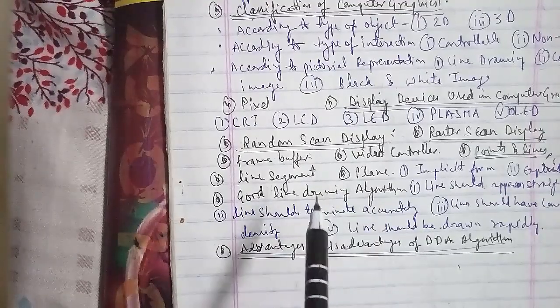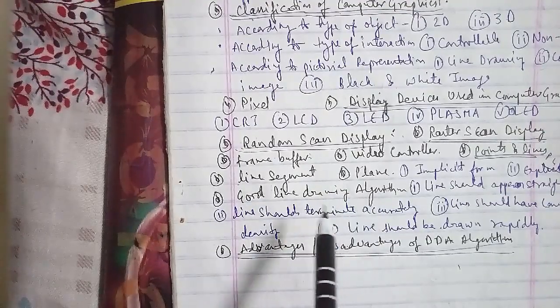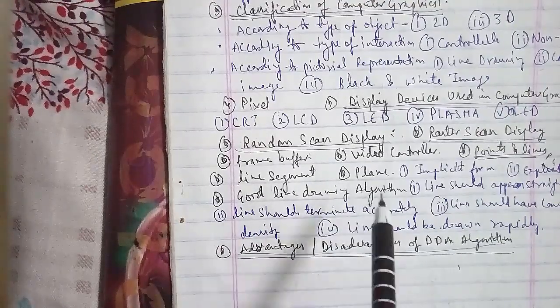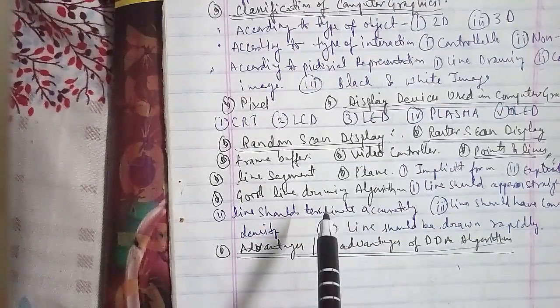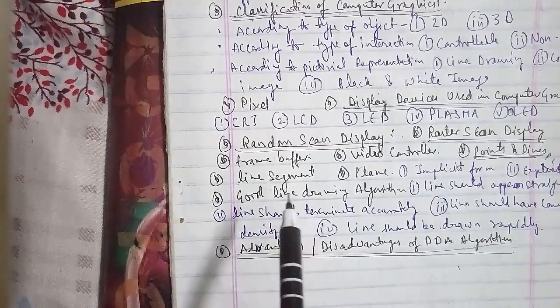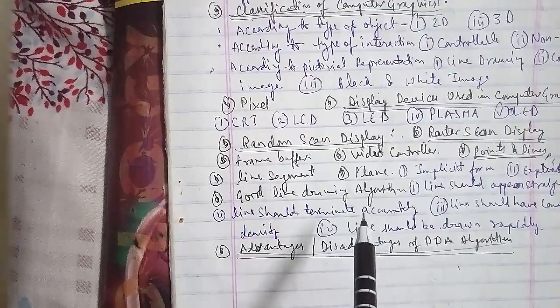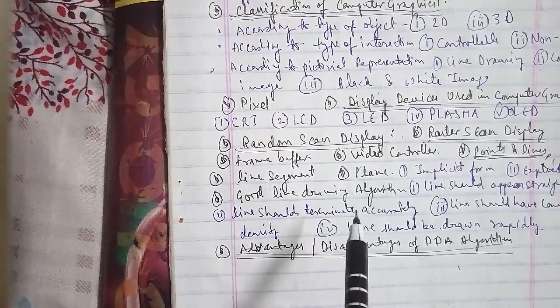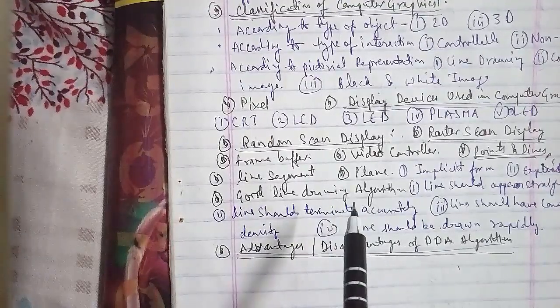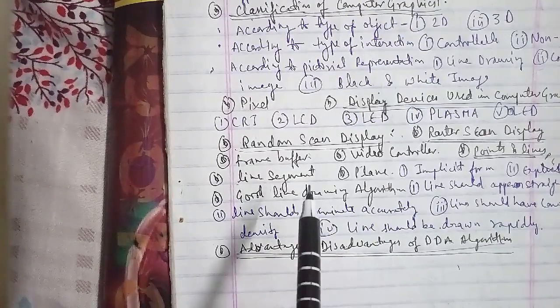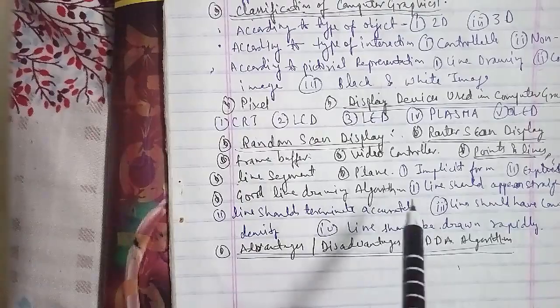The other question: the slope of the line joining the two points 1 comma 2 and 3 comma 4 is 1. The other question: dash is used to monitor that have no color capacity. So dash is used to monitor that have no color capacity.